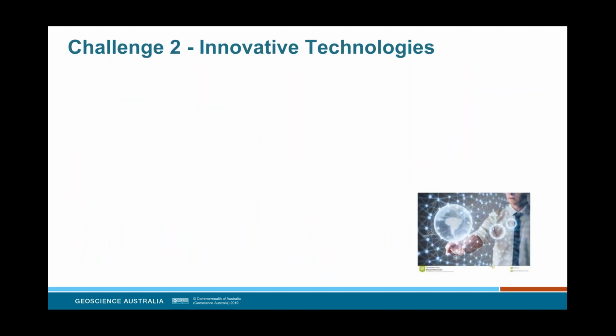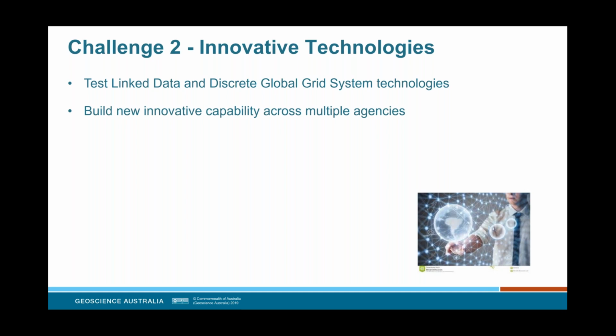Innovation technologies that we're currently looking at. We're currently testing linked data and the discrete global grid systems. And the reason for doing this is that we want to be able to understand the relationships between those geographies and how they could be reused. Building this innovation across multiple agencies, definitely not an easy thing to do. And there's a huge gap in resources and skill sets to do this.